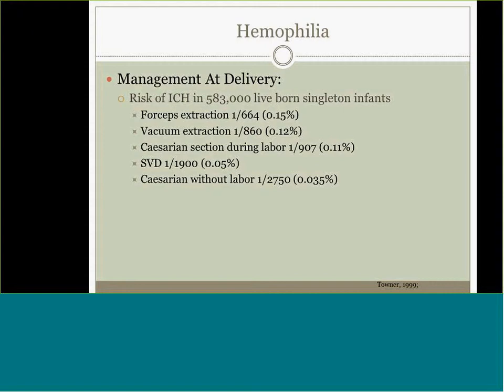This is a large study looking at babies born in California, looking at the risk of intracranial hemorrhage, live-born singleton infants. With forceps and vacuum, the risks of intracranial hemorrhage, and these are mixtures of all babies, all comers. But typically, because of the rarity of bleeding disorders, the majority of these are unaffected infants. Higher risk of bleeding with forceps and vacuum, cesarean section during labor.